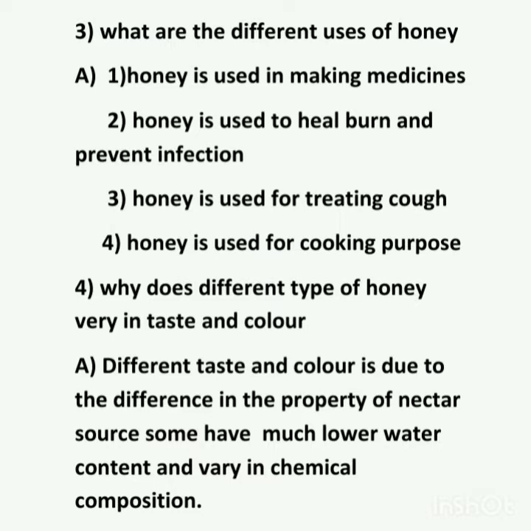Similarly, the honeybees, on whichever flower they sit, they take the nectar of that flower. As different flowers have different smells, the property of the nectar they are collecting is also different. That's why some have more water content, some have less. And like this, they taste different and vary in chemical composition. Chemical composition means some have different nutrients and another has different ones. Because of the different flowers, they have different nutrients plus the water content. So that's why it is written lower water content and vary in chemical composition. I hope you got this answer.